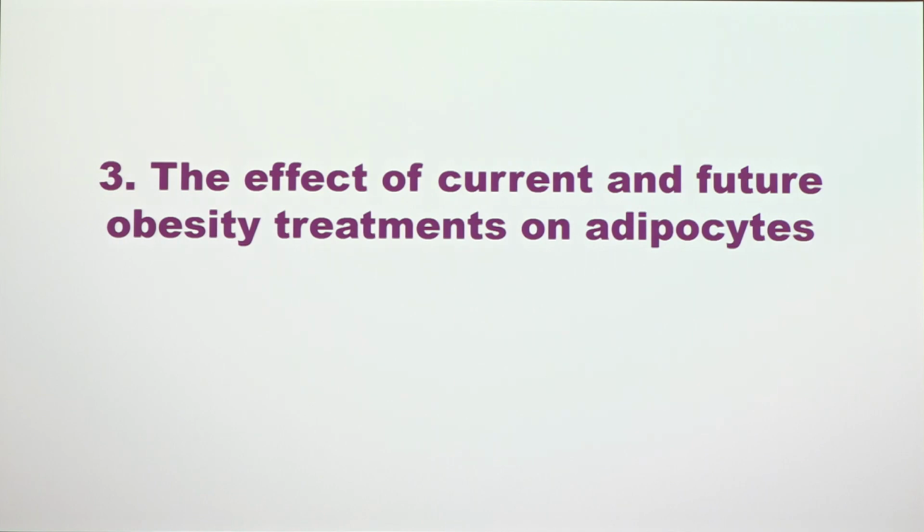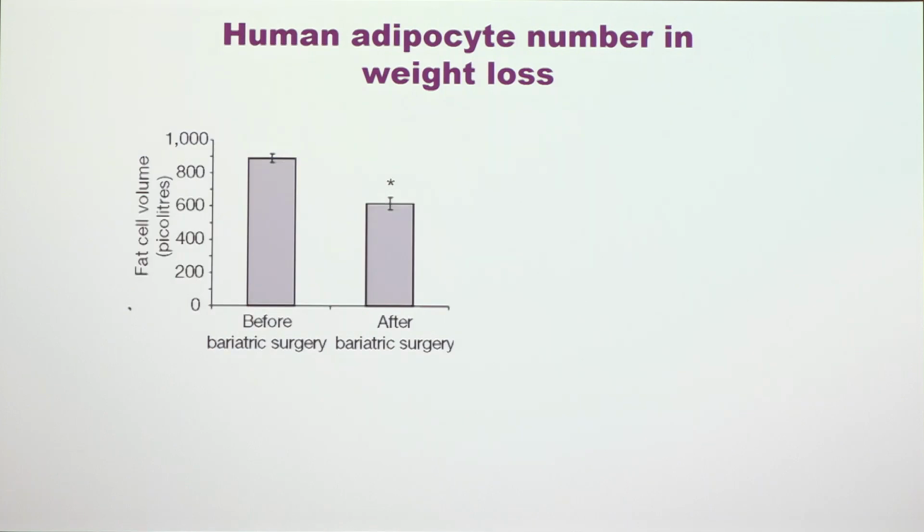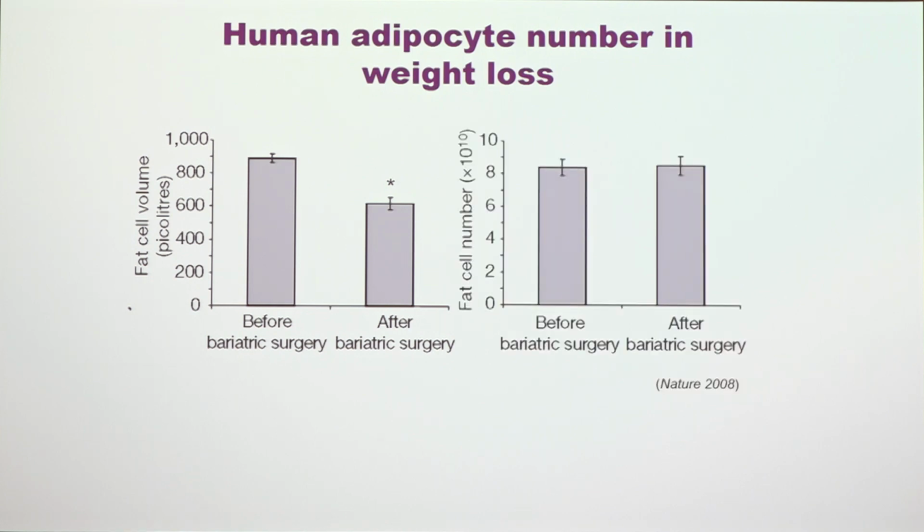So what about the effect of current and future obesity treatments on adipocytes? I'll tell you a few things about what happens with adipocyte number and weight loss. These are subjects that were followed before and 2 years after bariatric surgery. They lost quite a lot of fat, and you see that the fat cell volume decreased in the ones that lost weight after 2 years. However, if you look at fat cell number, there was no difference at all. So fat cell number seems to be constant after weight loss, at least after 2 years.